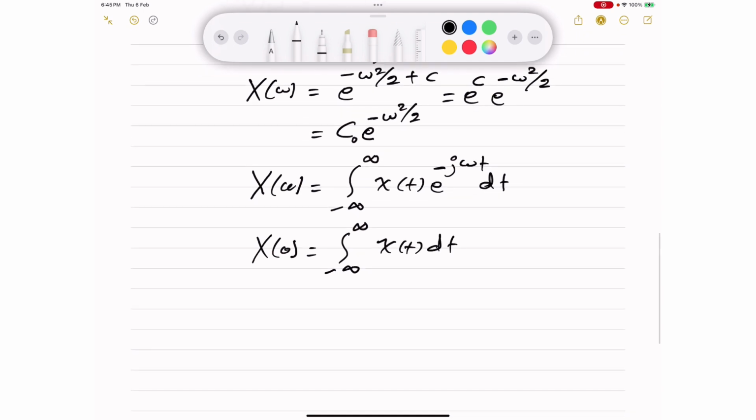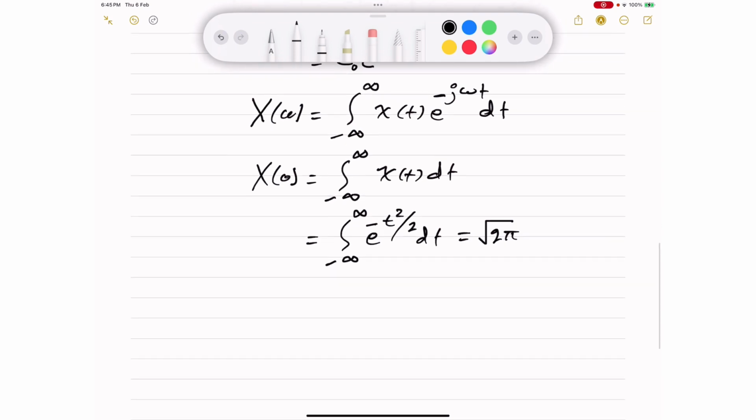So if we substitute our x of t function here, that means X of 0 is going to give us the integral from negative infinity to infinity of e to the power minus t squared divided by 2 dt. Now this is a famous integral, and the value of this integral is equal to the square root of 2 pi, which I'm going to show you how. Let's finish this, and I'll show you why this integral is equal to the square root of 2 pi.